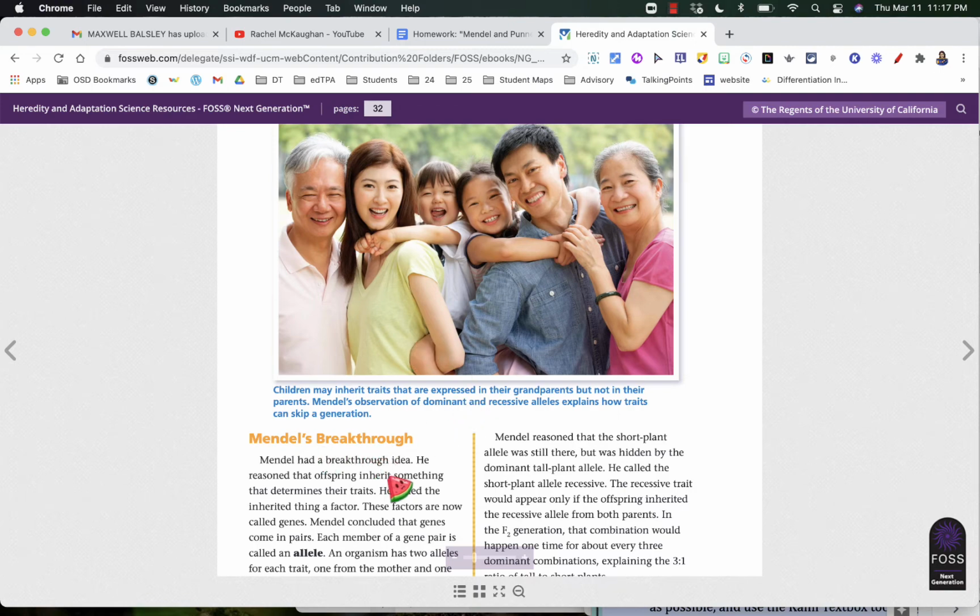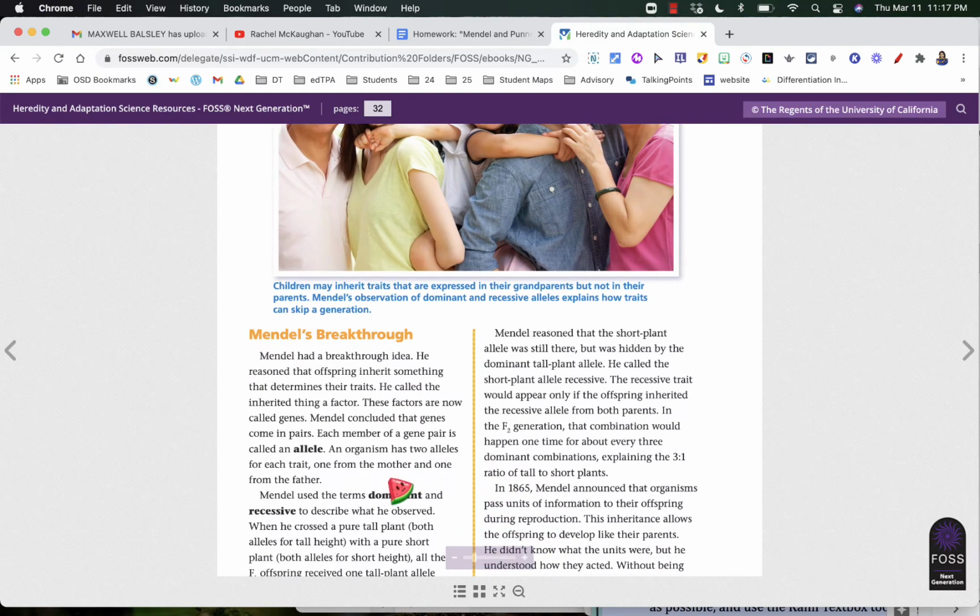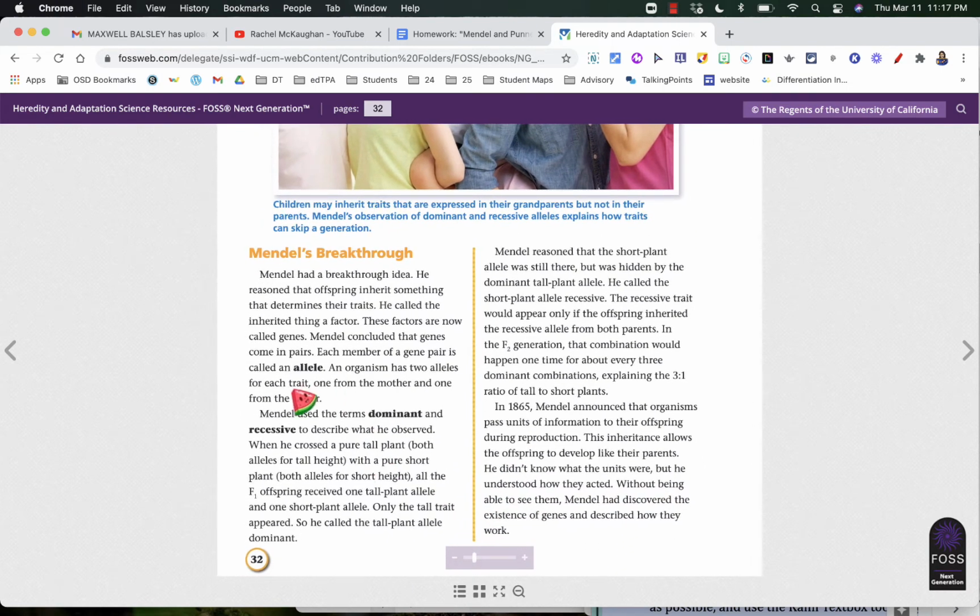Mendel had a breakthrough idea. He reasoned that offspring inherit something that determines their traits. He called the inherited thing a factor. These factors are now called genes. Mendel concluded that genes come in pairs. Each member of a gene pair is called an allele. An organism has 2 alleles for each trait, one from the mother and one from the father.